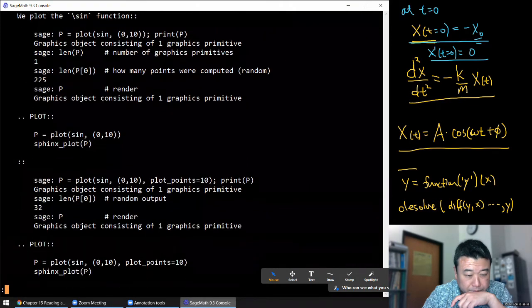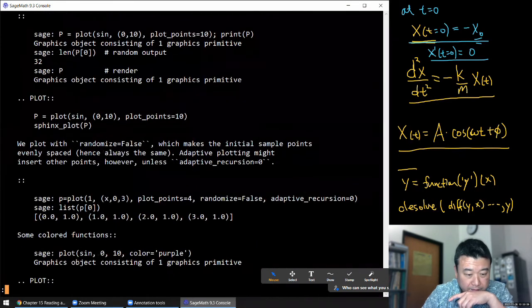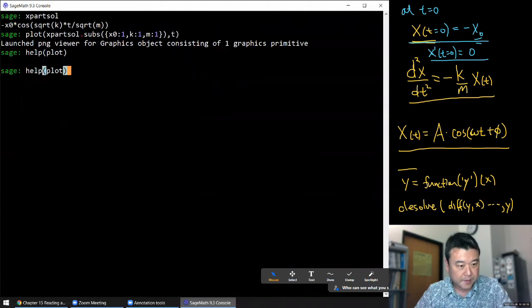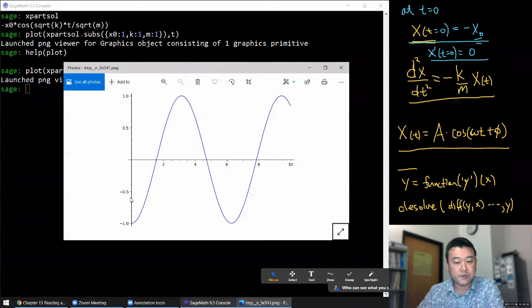So those are where. There it is. I think this is what I want. Okay, I think that makes sense. So here I need to replace t with t from 0 to 10, in whatever units.